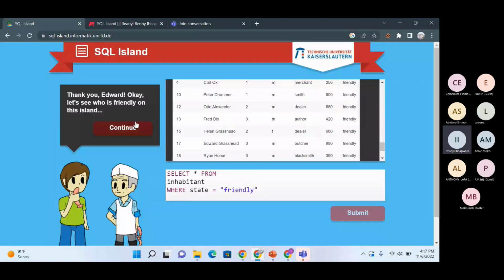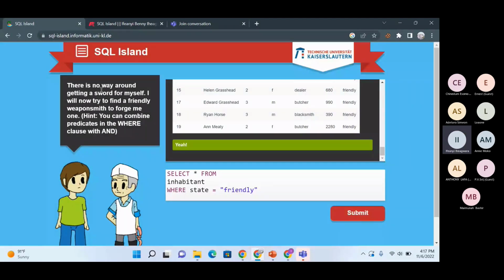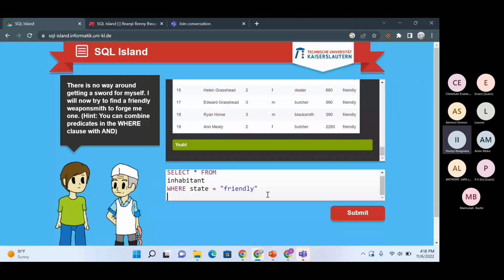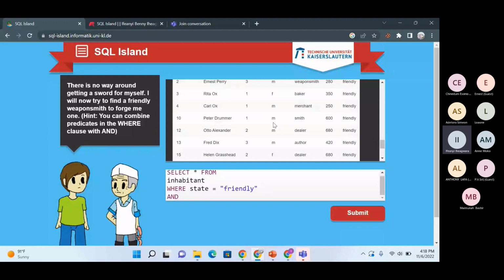And now it's trying to find out those that can forge a sword. So we have to find out those that can afford a sword for him. We're going to use the AND, because we want those that are friendly and also can forge this sword for him. So WHERE the job of the person is equal to 'weaponsmith'.